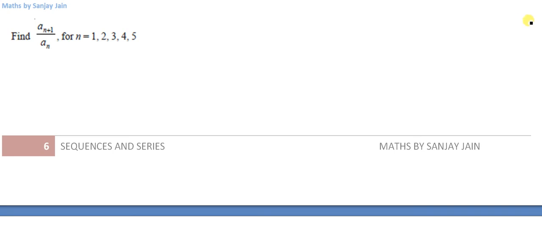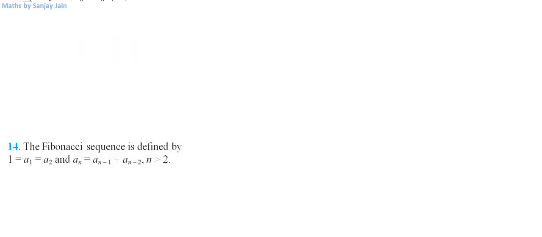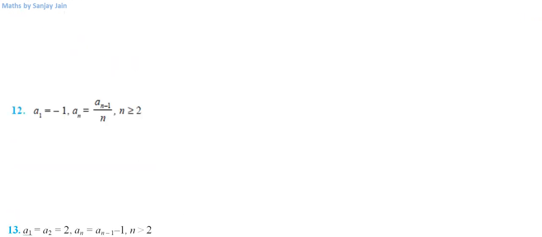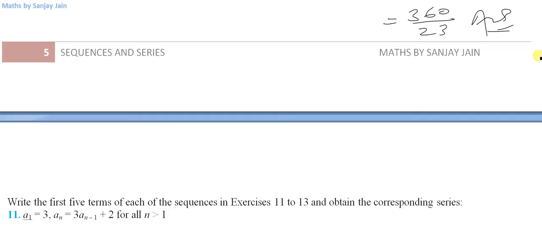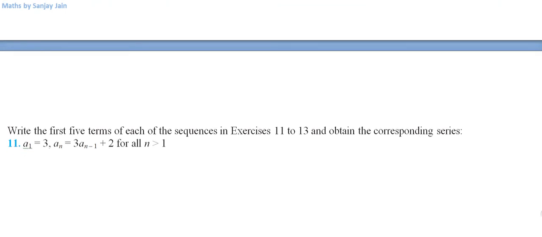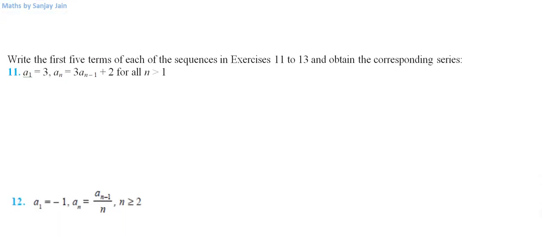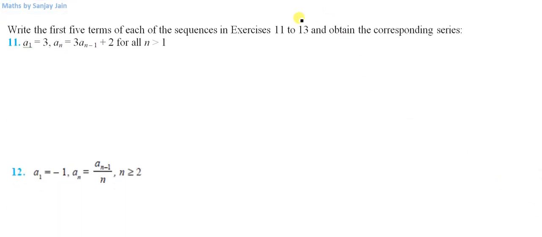Okay, what is the next one? I think I've lost it somewhere. So let me find it. Okay, here is the next question. Write the first 5 terms of each of the sequences in exercises 11 to 13 and obtain the corresponding series. So once I find the 5 terms, I'll just put a plus sign between those terms, and that will be the corresponding series. Now the first term is directly given, that is 3.